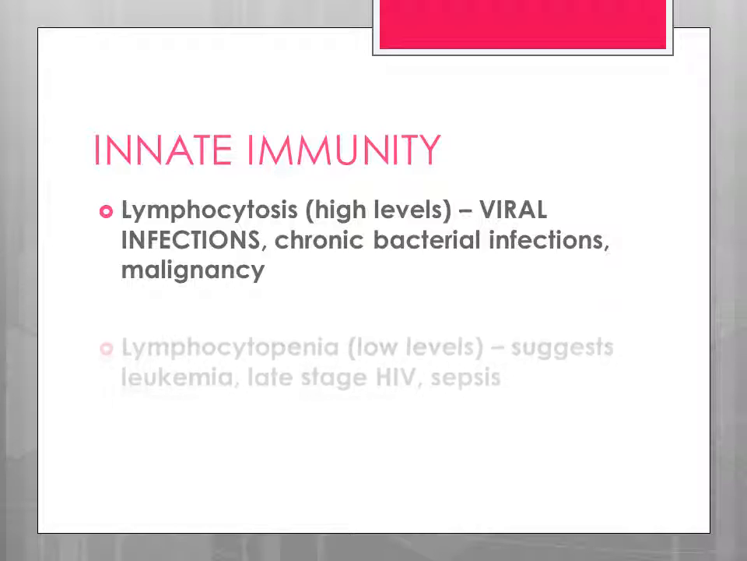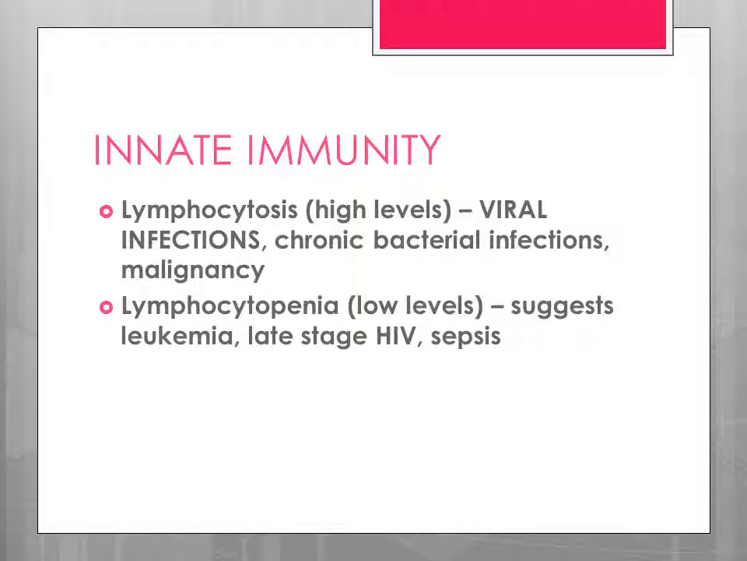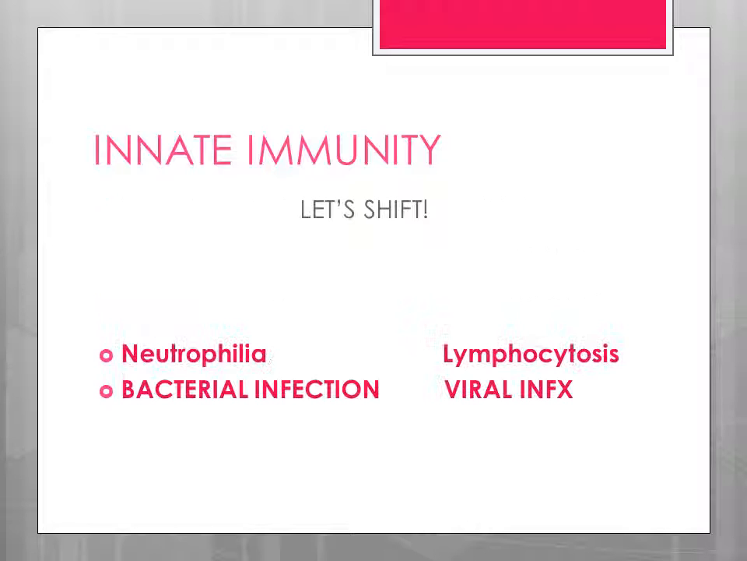And also in malignancy. And if you have the opposite, which is lymphocytopenia, meaning low levels of lymphocytes, high levels of neutrophils, so neutrophilia, you're going to have most likely a bacterial infection, and if not, it's going to suggest leukemia, late-stage HIV, and sepsis. So make sure that you have this bacterial, viral, lymphocytosis, neutrophilia kind of a thing. All these concepts, you should really make a chart of everything, just so that you know, because it could get a little bit tricky. So you might want to organize this a little better in your notes.